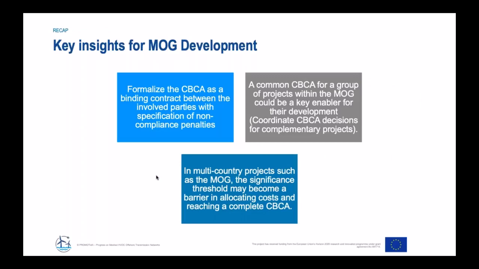Let us recap the key recommendations from this research. First, formalize the CBCA as a binding contract between involved parties with specification of non-compliance penalties. Second, a common CBCA for a group of complementary projects should be considered. And finally, for multi-country projects such as the MOG, the significance threshold can become a barrier in allocating costs and reaching a complete CBCA decision. Therefore, it needs to be revisited.